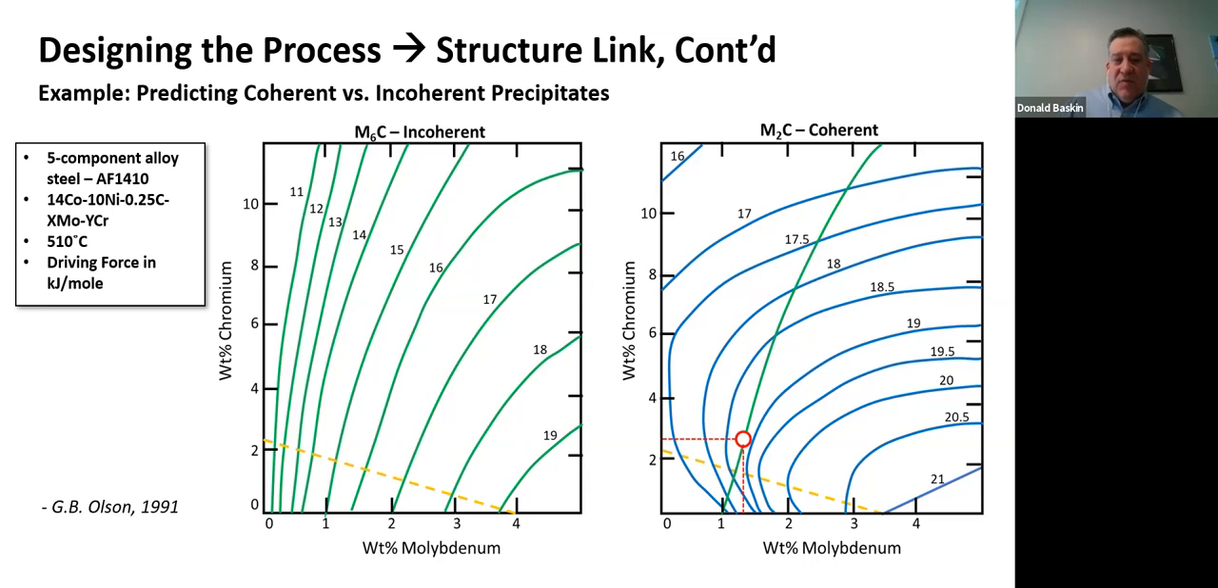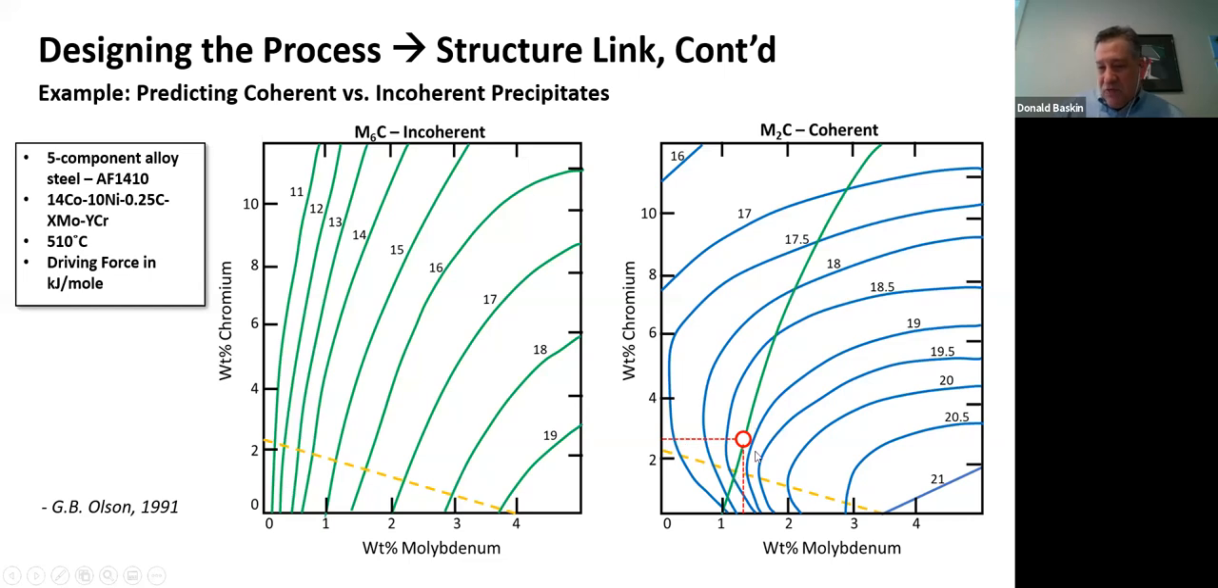And so we found a place in both of these two driving force or design spaces. So this is a two variable design space. That is the amount of chromium and the amount of molybdenum. We found a place where we could not go above a certain value for the unwanted M6C driving force, but stay as high as possible for the wanted coherent precipitate. We found that optimum space, and that gave us a composition.